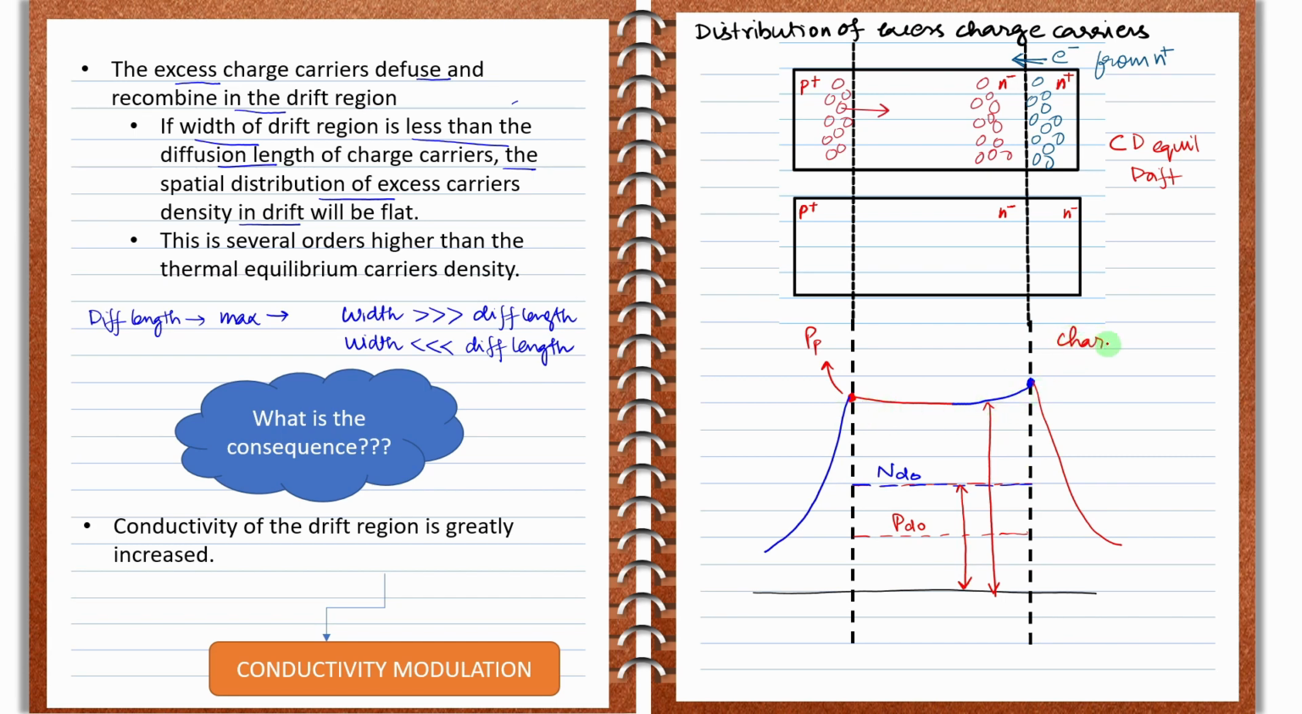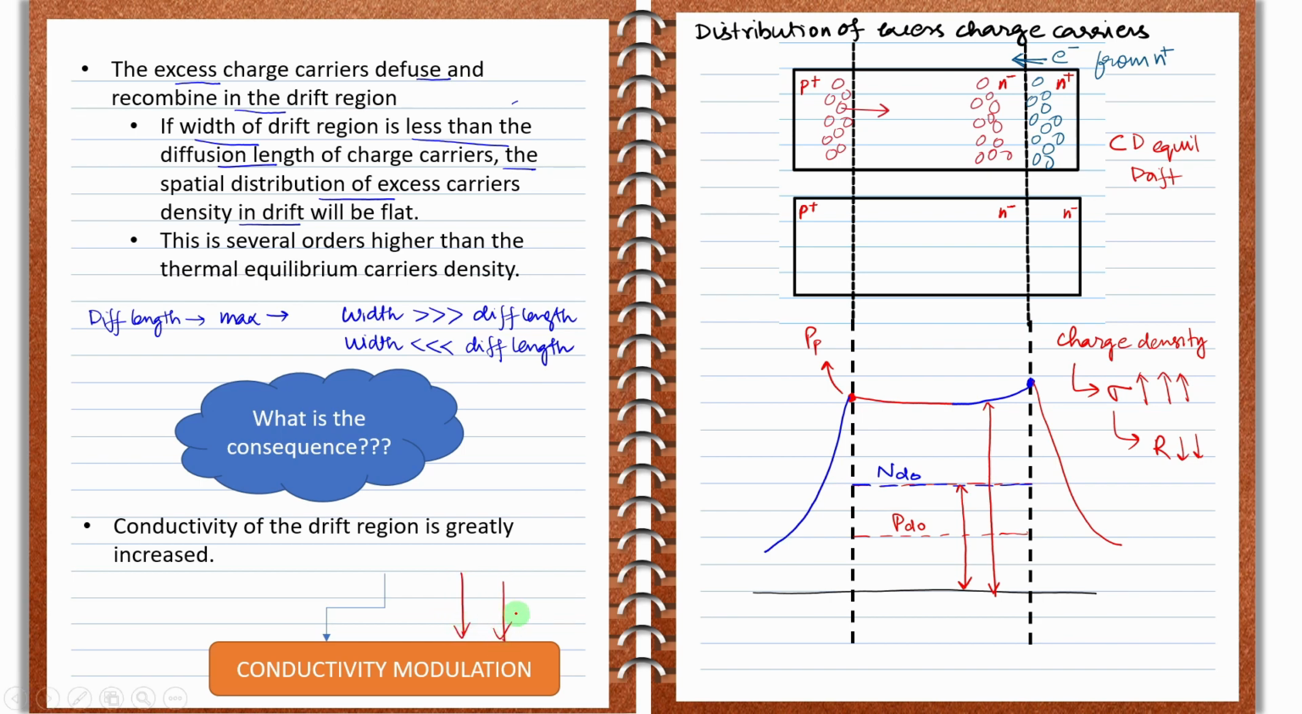Naturally, when charge density increases, that means there are more charges, so the conductivity will increase. When conductivity increases, the resistance will drop. That means in the forward on condition, the resistance of the drift region will be very much less as compared to the resistance calculated based on geometry and thermal equilibrium charge carrier densities. So this process is called conductivity modulation.